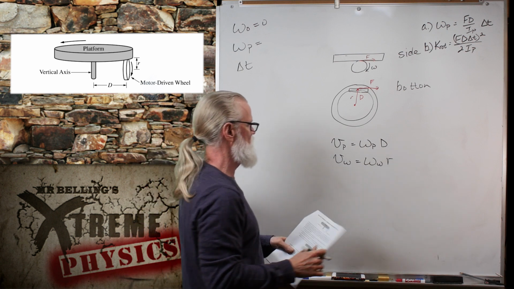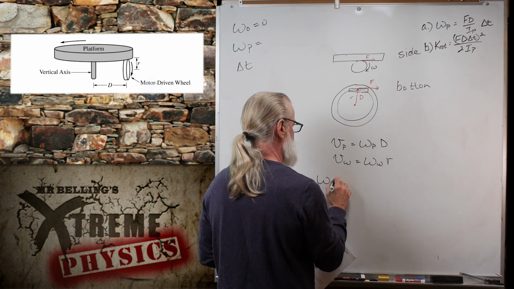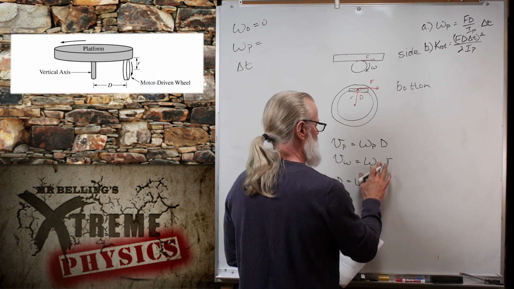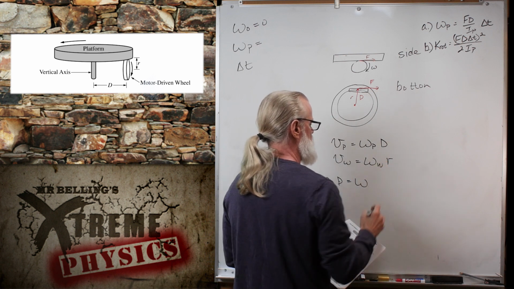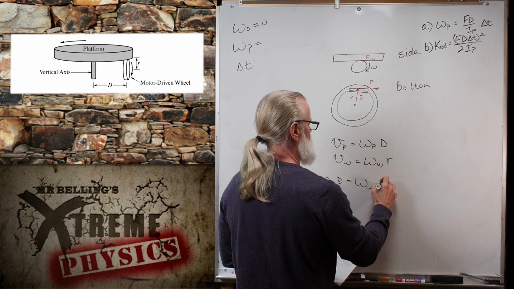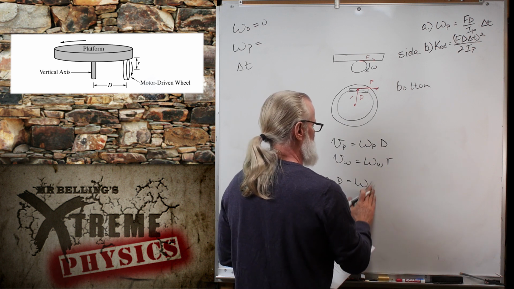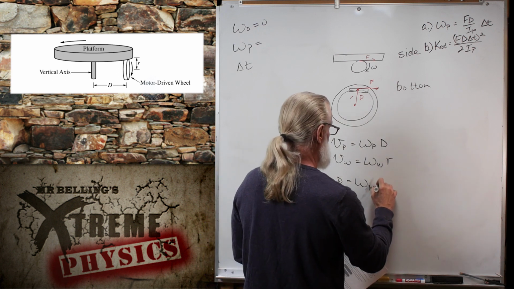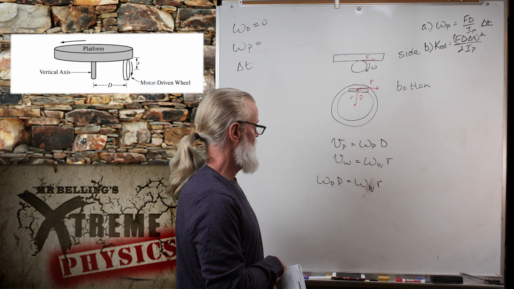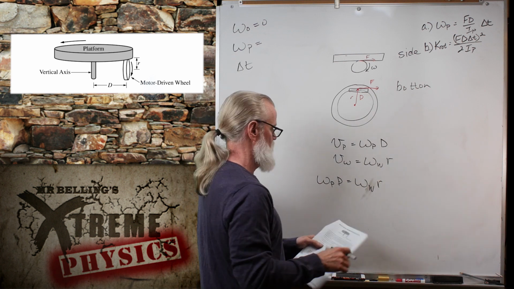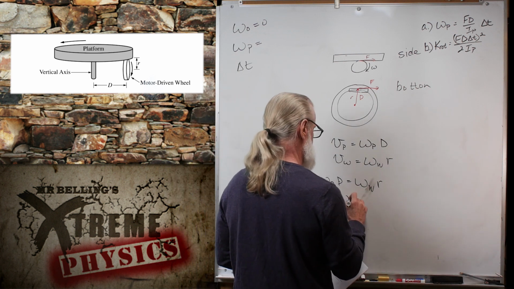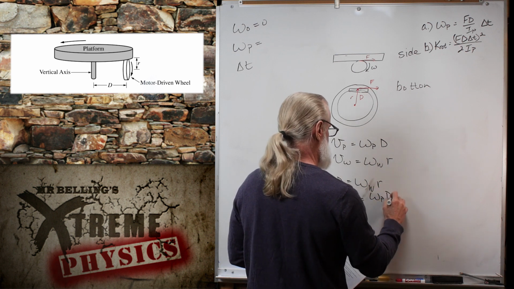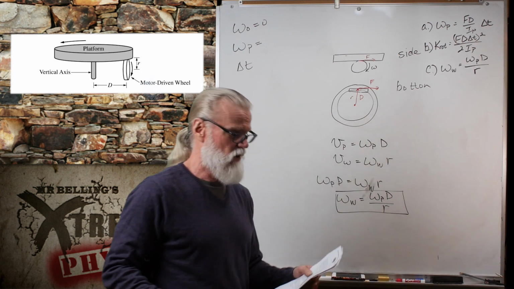So omega p d equals omega, not omega, name so good we named it twice. It's omega w, wheel, times r. And we want to know what omega w is. So omega w is omega p d over r. Hopefully that's right.